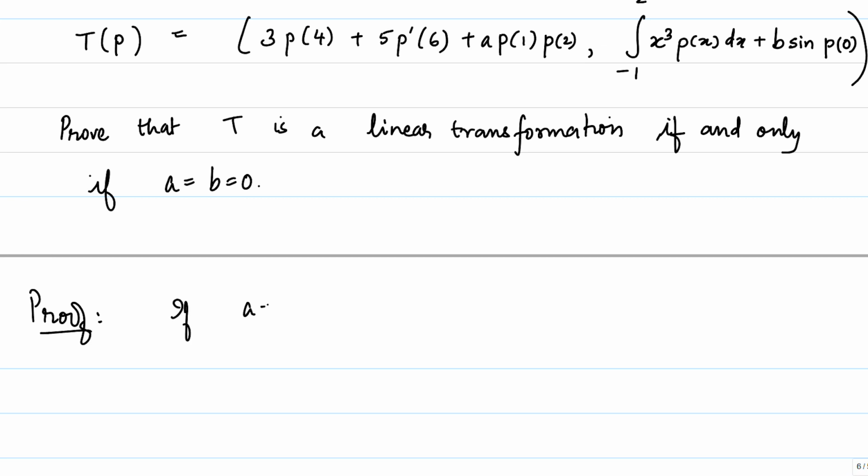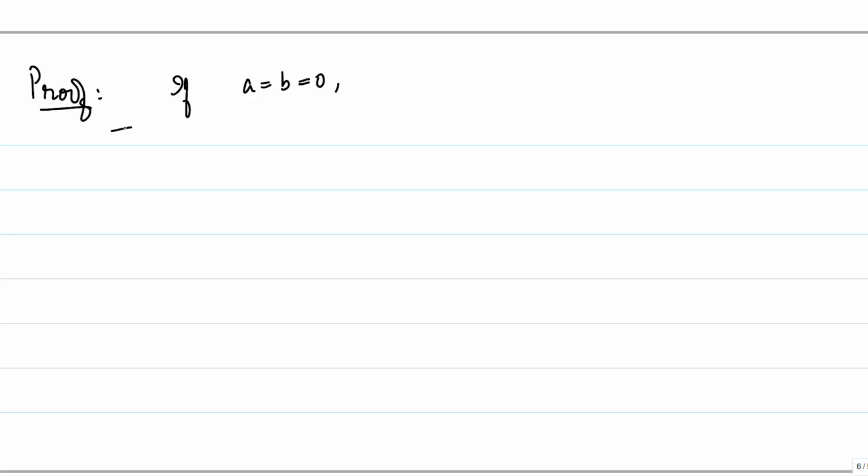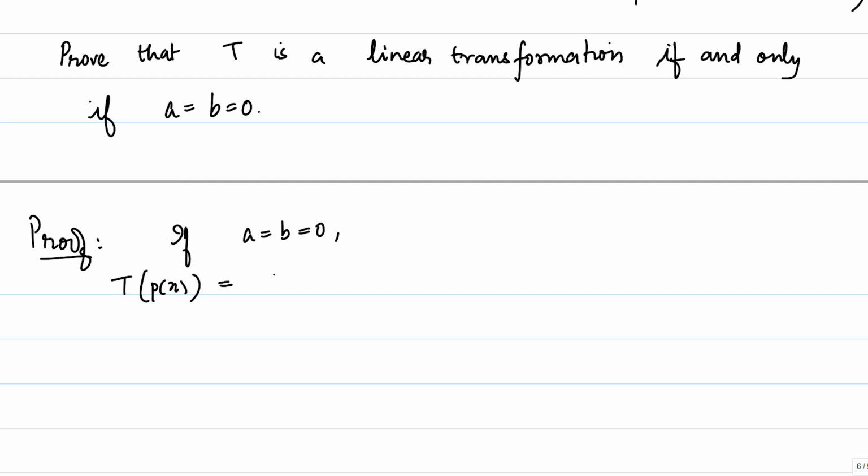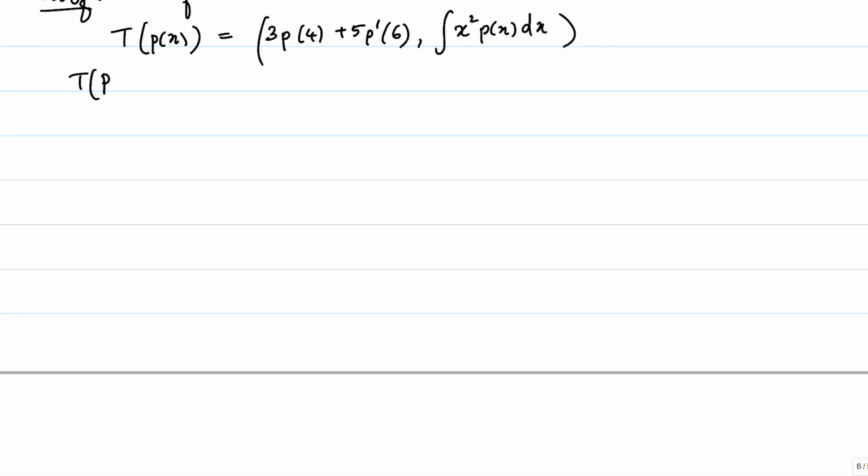If a is equal to b is equal to 0, then let's see what happens. Then T of P of x will be equal to 3 times P of 4 plus 5 times P prime of 6. The b is 0 and hence there will be no extra term, and the next one will be the integral of x square P of x dx. This is exactly what our T will turn out to be equal to. So let's look at what is T of P1 plus c P2.